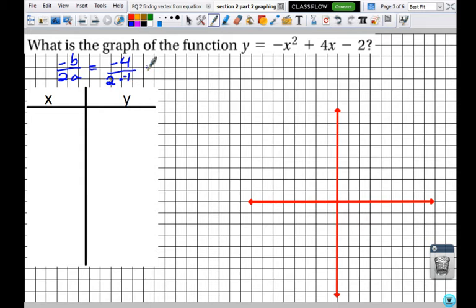Negative a, 1 times, it's going to equal negative 2 on the bottom. Quit skipping steps. What's a? So I got negative 4 over negative 2. What's negative 4 over negative 2? 2. Just 2. Not 4.